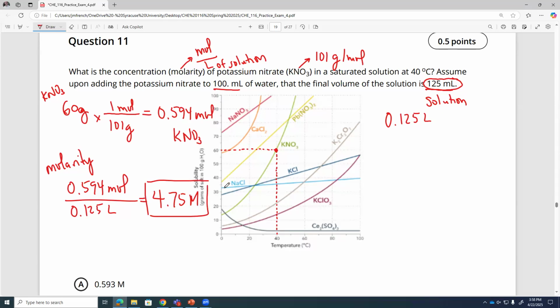So that's just using the solubility table, seeing how much we can hold. I had to give you the final volume here. It might just say, like, if it was a small mass, assume the final volume is the same as what we're starting with over here. So here, 100 milliliters of water. But yeah, mass to moles and then moles to molarity. We need to know the total volume of that solution.